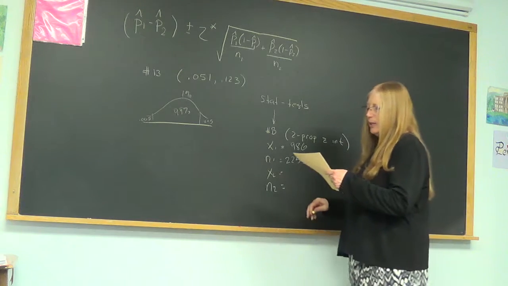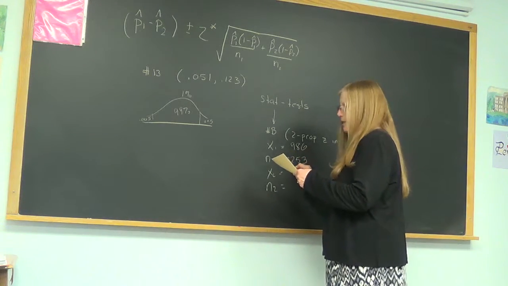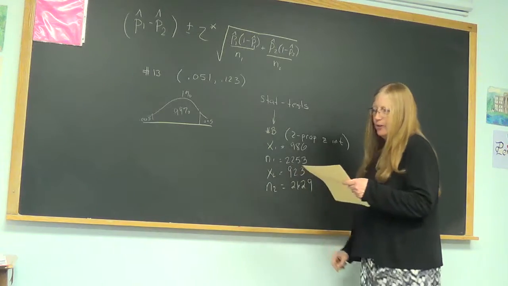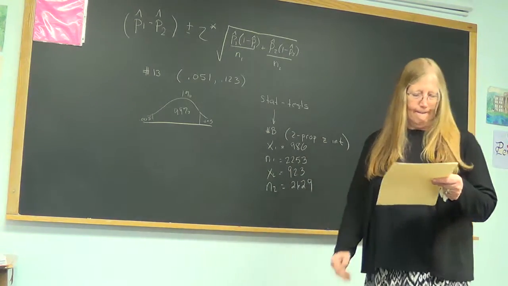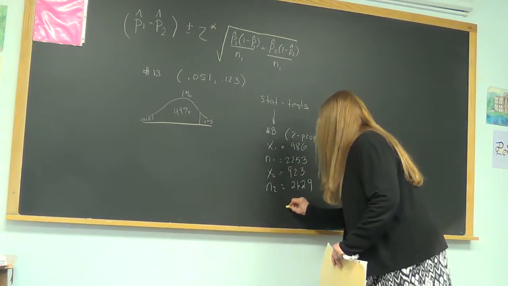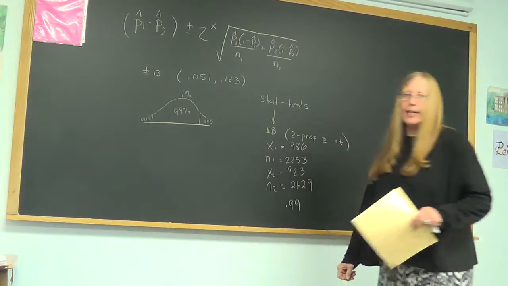So x2 would be 923, and n2 is 2629. Then you hit enter. Wait, do you have to put your confidence level? Yeah, C level, 99.99. That's what it was already for me. You get it as a decimal, I believe.